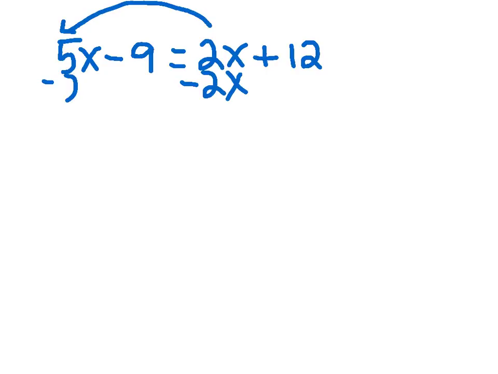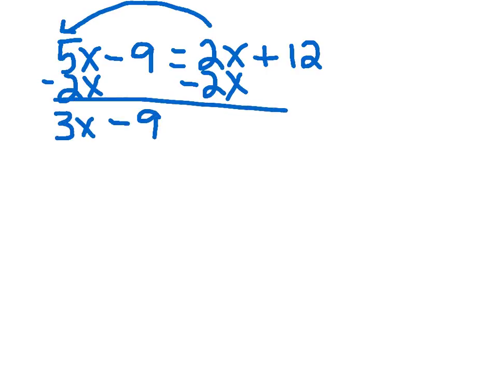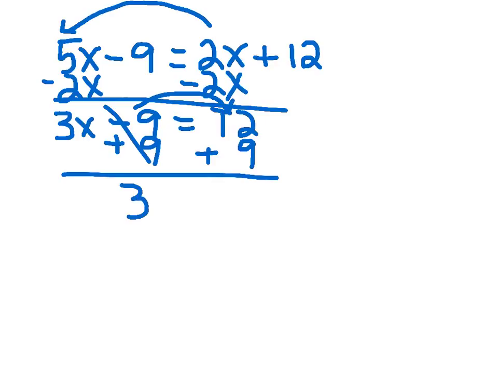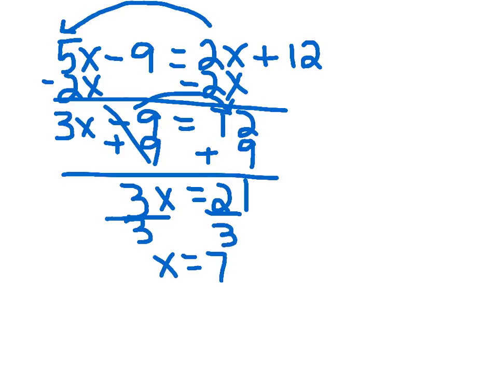subtract 2x from both sides, making it positive 3x minus 9 is 12. And then I would add 9 to both sides because my constants went to the left. My variables went to the left, my constants will go to the right. That makes this 3x is equal to 21. And that means that x is equal to 7.